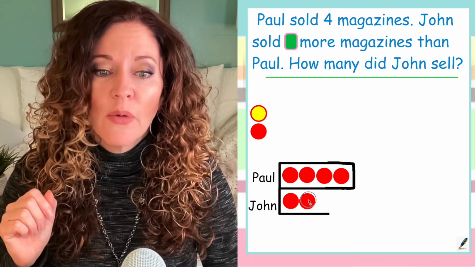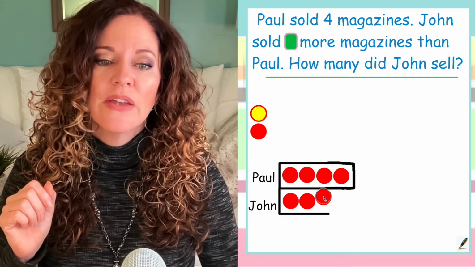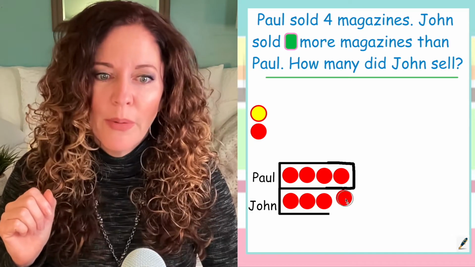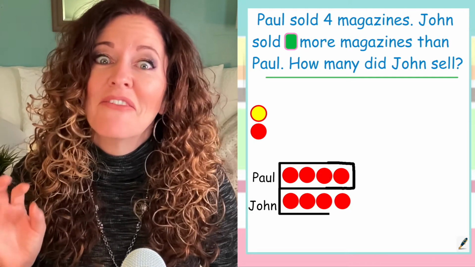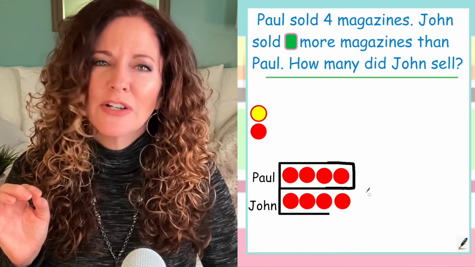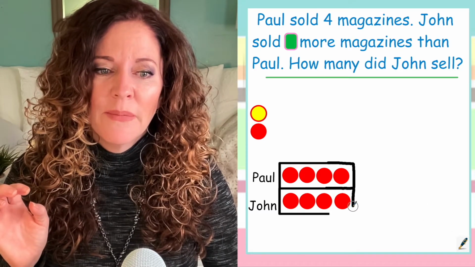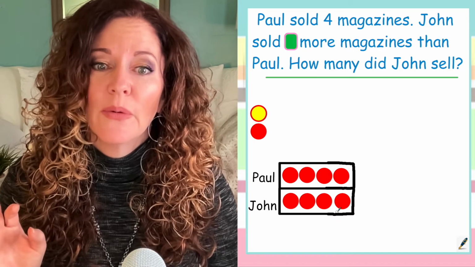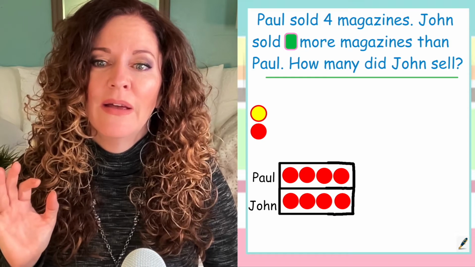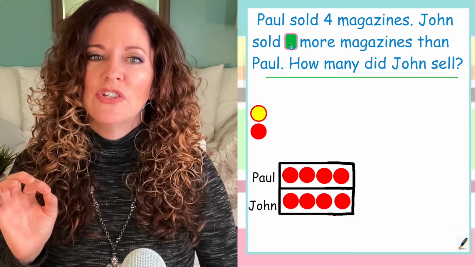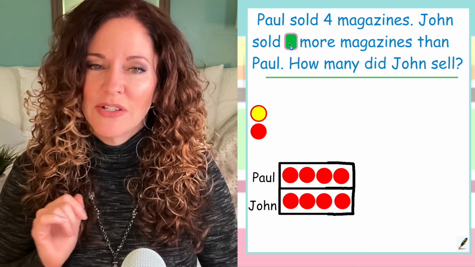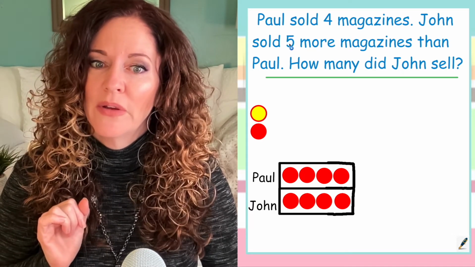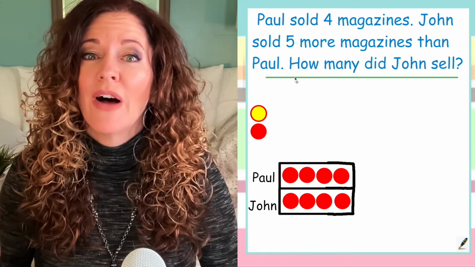So we're going to go ahead and model with our red counters that John also sold 4. And notice how I'm even matching them up with my Paul counters to make sure that they each have a partner. It's just a good way to be organized. And I'm going to block off because I know that this amount is the amount that they both sold. They had that in common. But I also know that John sold extra. So watch this. Let's see how many extra or how many more magazines than Paul he sold. He sold 5 more or 5 extra.